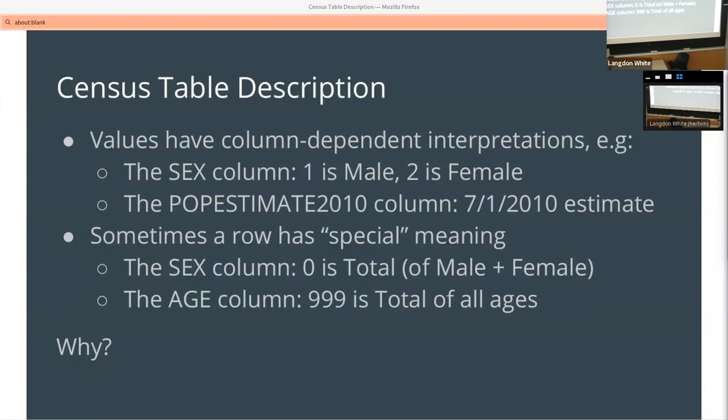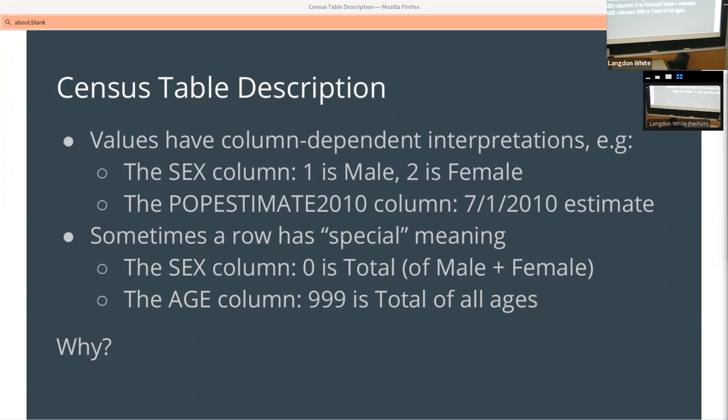Age is kind of the same way. It captures people who live to a certain age, but 999 is the total of all ages. So if we ever get to the point where humans are living to 1,000 years old, that's going to be a problem, right? This is why it's a dangerous thing to embed extra data in your column, but the trade-off is it's much more efficient, right?